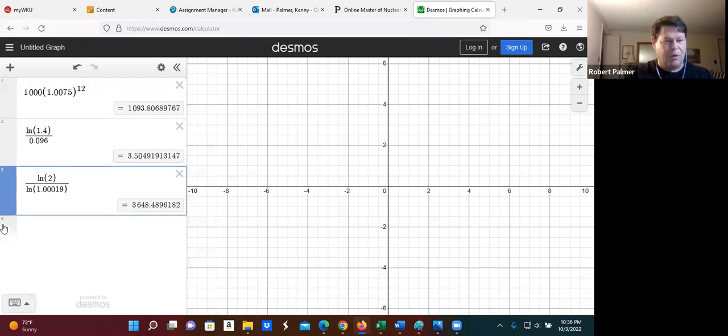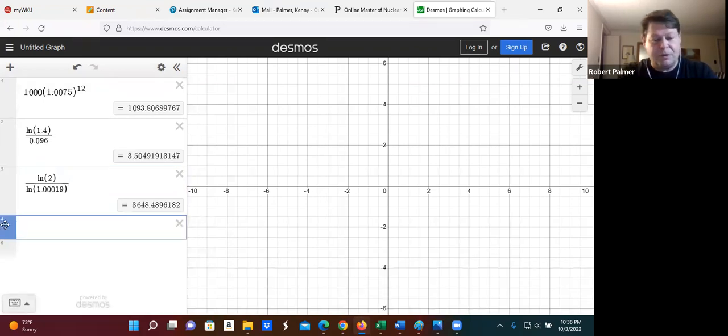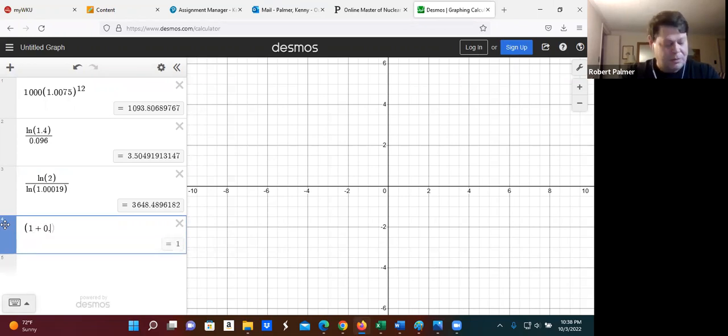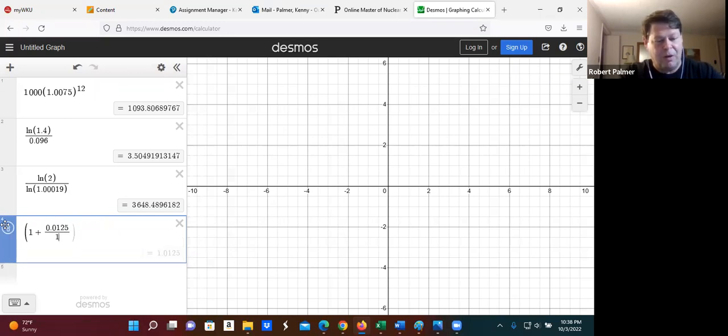Get rid of the keyboard now. In parentheses, we have 1 plus 0.0125 divided by 12, and make it look just like that. Then raised to the 12th power. Also make sure we write minus 1. And what that says is about 0.01257.